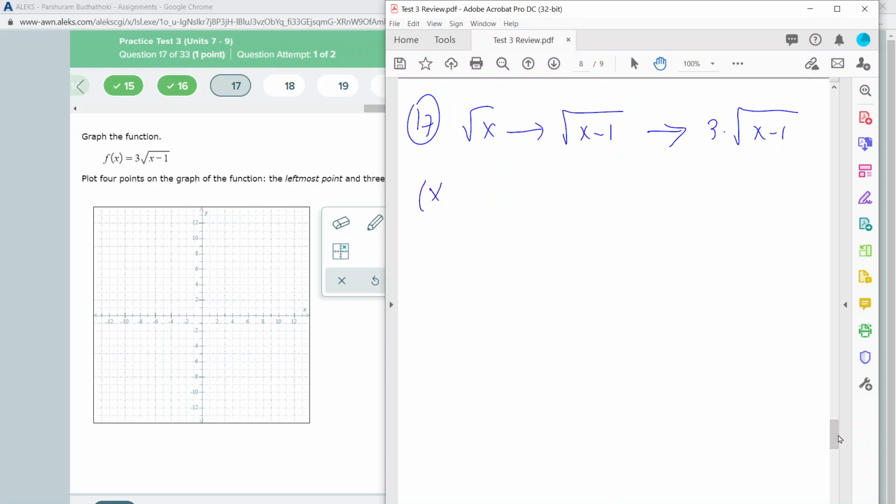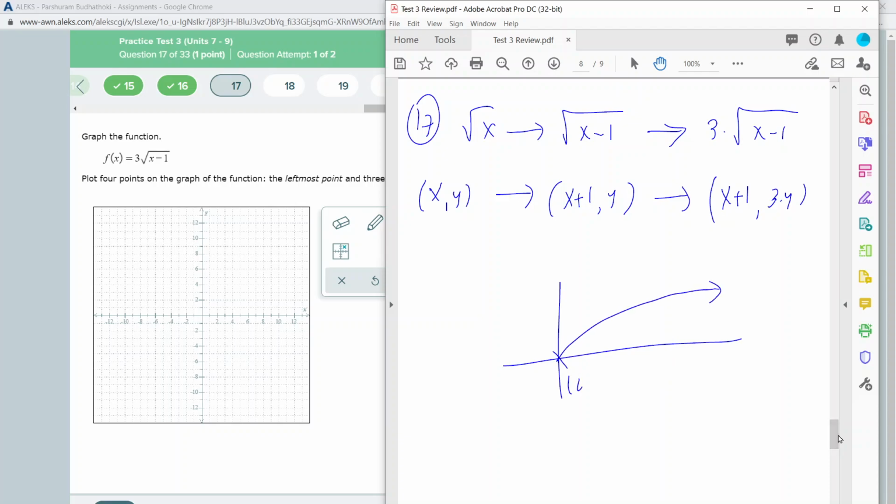So if you start with the x, y point, this is the right shift 1 unit, so x plus 1, y. This is the multiplication of the y coordinate of the previous function, so it's x plus 1, 3 times y. So if you pick any 5 points from the square root of x, pick 5 points: 0 0, 1 1, 4 2, 9 3 and then 16 4. These are the easy points to find.